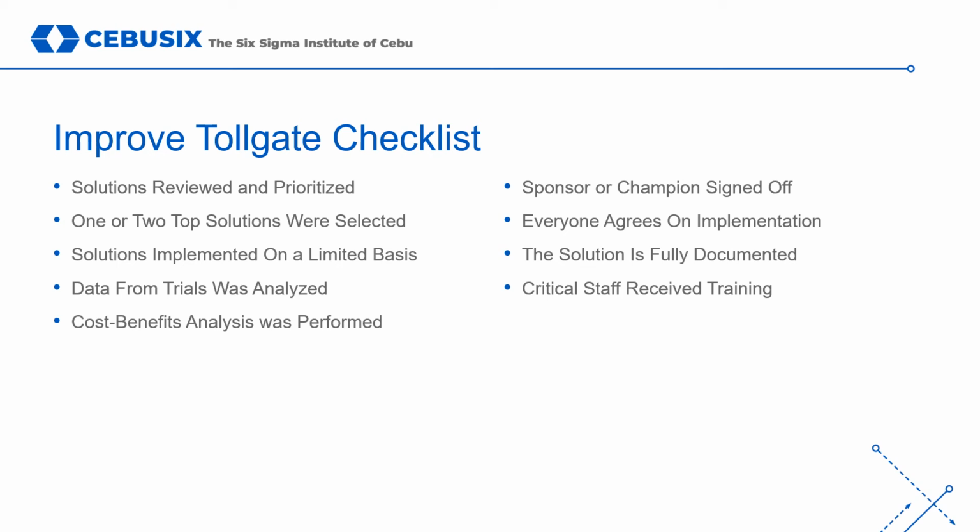The data from limited trials was analyzed and solutions appeared to work as expected. From there, a cost benefit analysis was performed and the team came to an agreement to implement the solution in a live environment. The improvement and the findings were presented to the sponsor or champion who signed off on it. Everything gets fully documented and added to the standard operating procedures, and critical staff receive training on the solutions and are prepared to pass that training on to others.